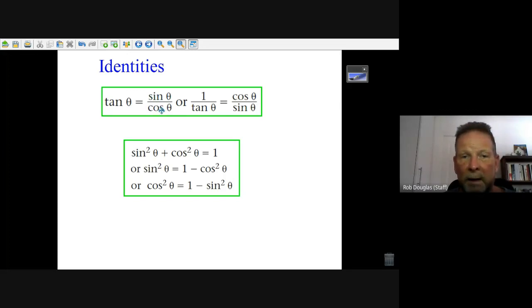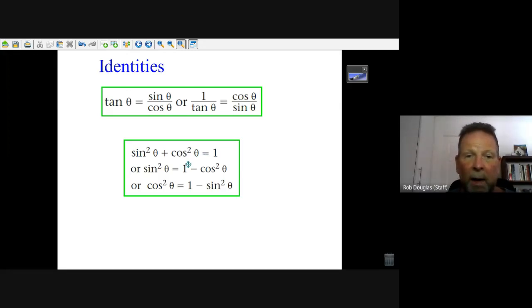Most people know that. But if you see 1 over tangent, like this, it's a reciprocal. It's the same as cosine over sine. That's real important. The other one is that sine squared plus cos squared equals 1. If you see sine squared plus cos squared, you can cross it all out and replace it with a 1.